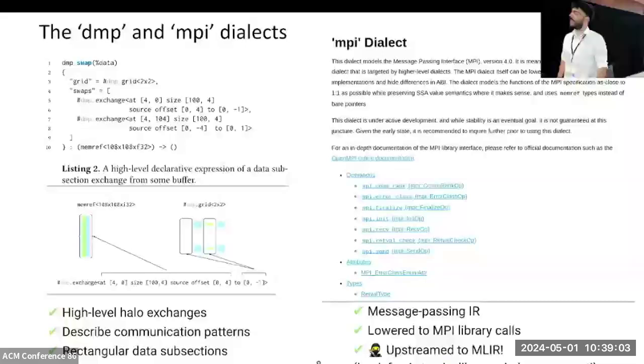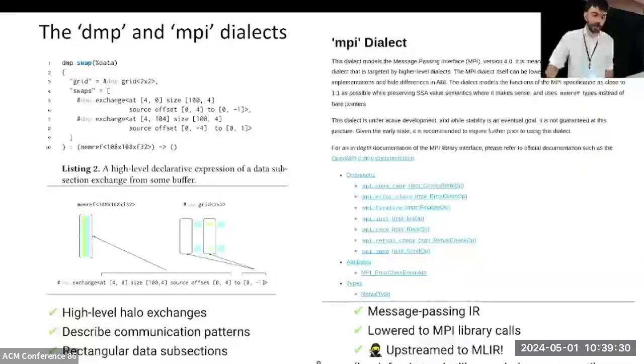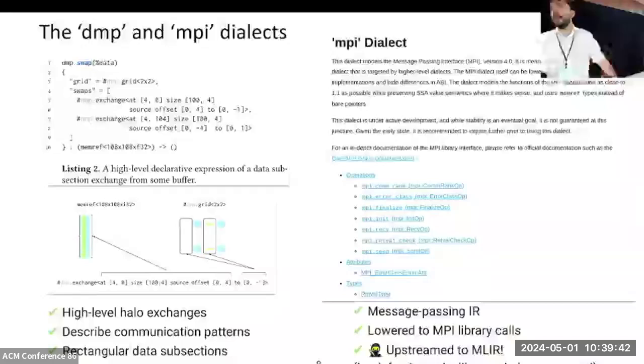Message passing in the MPI dialect. So the message passing IR and the dialect is supporting operations like comm rank, init, finalize, send, and receive. And it's lowered to MPI library calls. It's important to note here that since LLVM has no intrinsic notion of MPI, this is lowered to LLVM func. We should also mention that currently it only supports MPICH, and later it will be around for chatting.